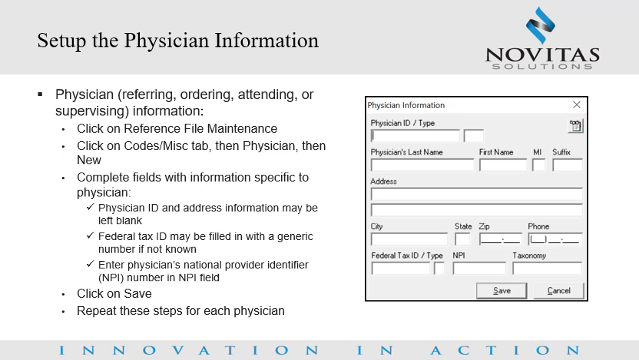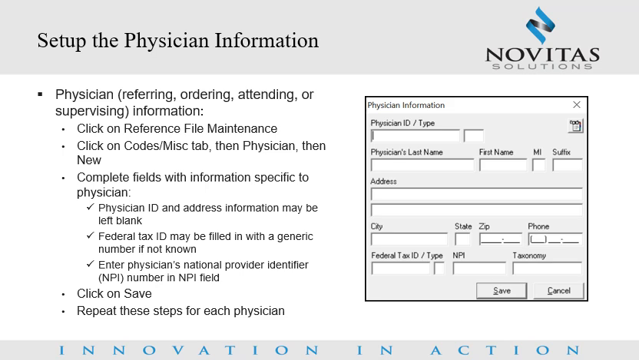Set up the physician information. We previously reviewed where to enter billing and rendering provider information. We'll now review entering referring, ordering, attending, or supervising physician information. To enter this type of physician information, the provider would click on the Codes Miscellaneous tab in Reference File Maintenance. The provider would then click on Physician, then New, and complete the fields with information specific to the physician.